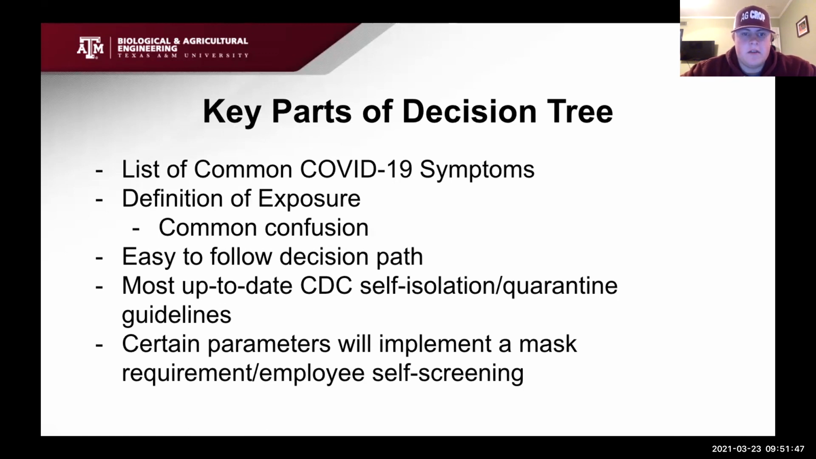We also want it to have an easy to follow decision path. We don't want it to be too much work to get to the end goal of determining what needs to be done. This electronic format will allow us to update it regularly with updated CDC self-isolation and quarantine guidelines, and different things like that. And then, as I stated before, we're incorporating the mask requirement, employee self-screening, and so certain parameters will implement those two things at different times.